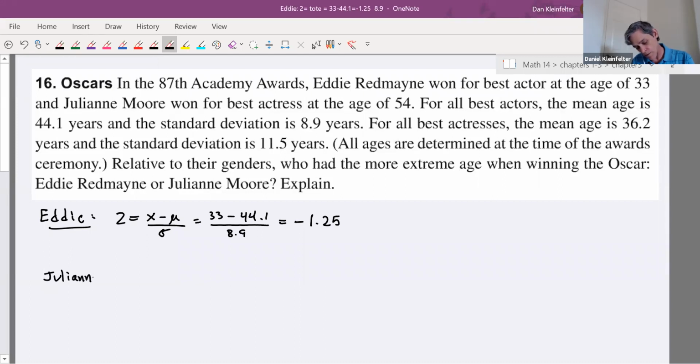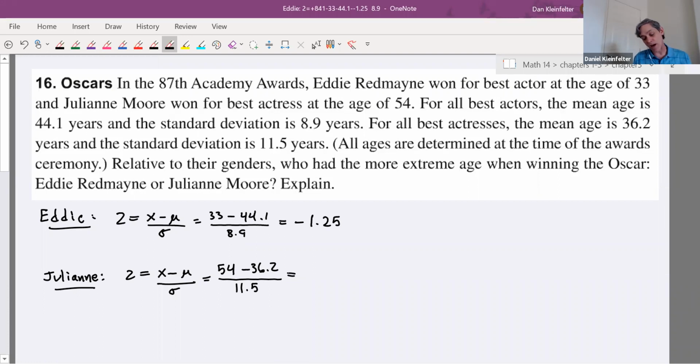So now we'll make the same calculation for Julianne. Her age when she won was 54, and the mean for women was 36.2 with a standard deviation of 11.5. So that's interesting by itself. You'll notice that the Best Actress winners have a higher standard deviation than for males. So that suggests they're more variable, which in a way is not that surprising.